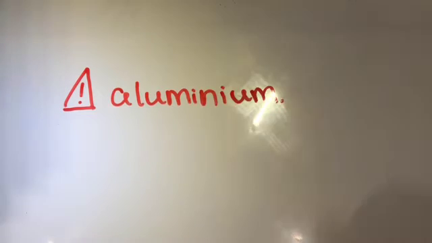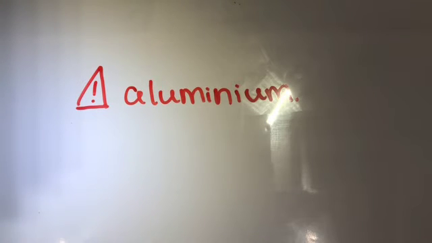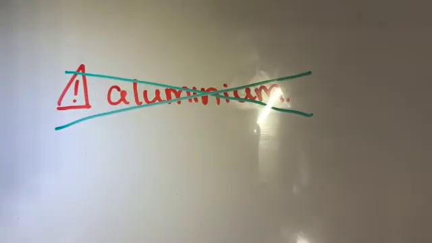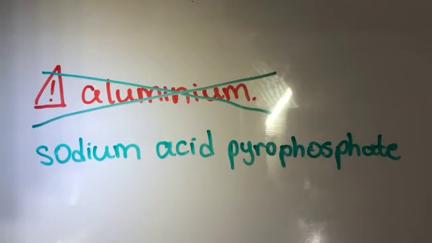Some of these heat-activated acids can contain aluminium. Some people avoid double-acting baking powder because they're worried about the health effects of aluminium. However, the CDC says that the amount people consume in foods isn't enough to be dangerous. Either way, other double-acting baking powders are aluminium-free and use compounds like sodium acid pyrophosphate instead.